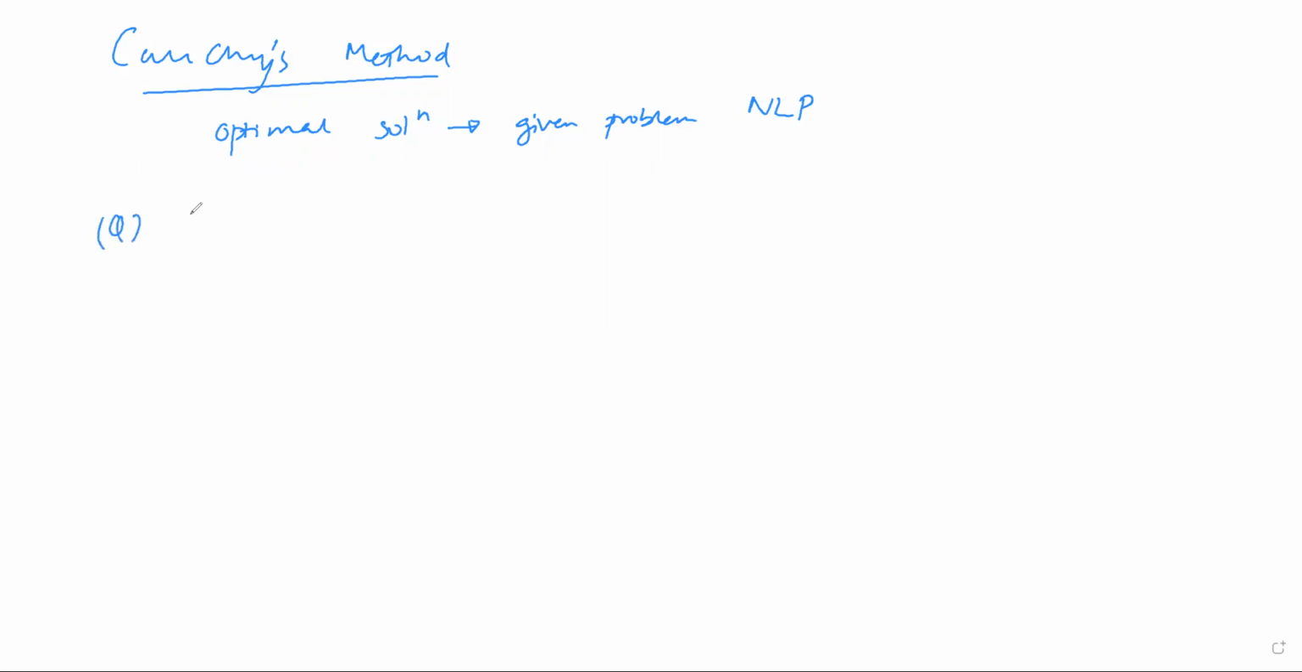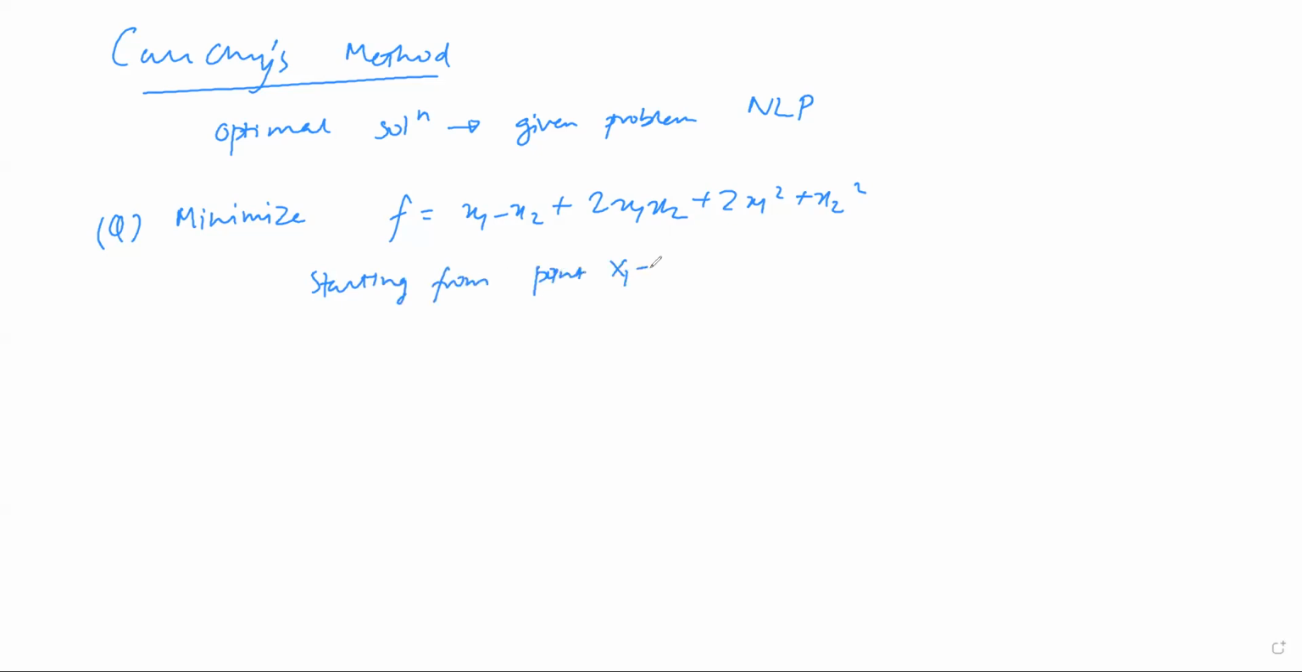I'll directly jump onto the question. We will have to minimize f, that is the function, is equal to x1 minus x2 plus 2x1 x2 plus 2x1 square plus x2 square, starting from the point x1 equal to 0, 0. These data will be given in the question. From that we'll have to minimize this function.